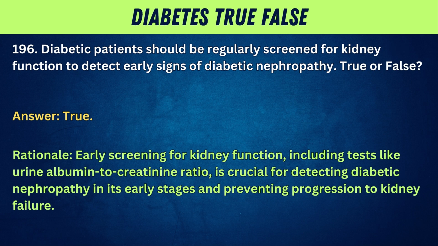196. Diabetic patients should be regularly screened for kidney function to detect early signs of diabetic nephropathy. True or false? Answer: true. Rationale: early screening for kidney function, including tests like urine albumin to creatinine ratio, is crucial for detecting diabetic nephropathy in its early stages and preventing progression to kidney failure.